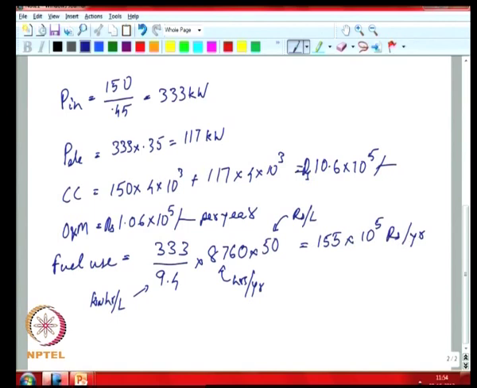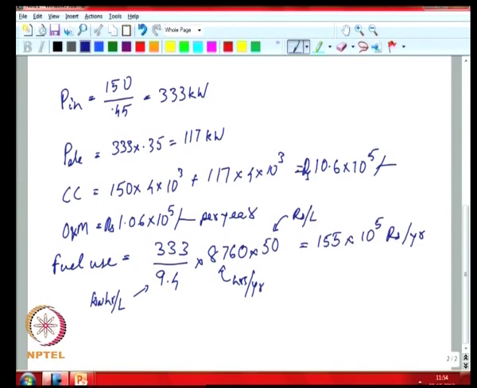And if you look at the number over here, 155 into 10 to the power of 5 is the fuel cost per year, which is much larger than the capital cost, which is just 10.6 into 10 to the power of 5. So, you will see that the fuel cost is much larger than the capital cost.